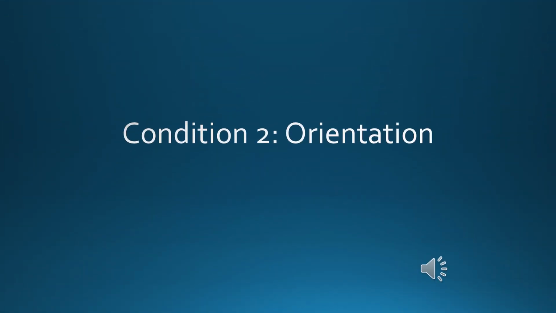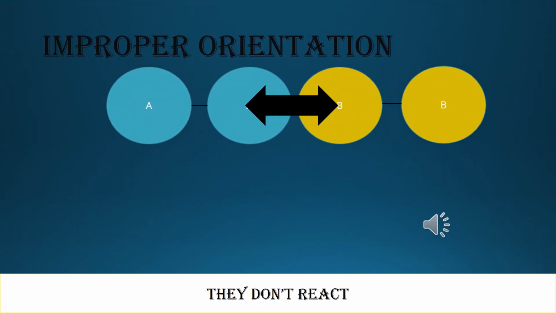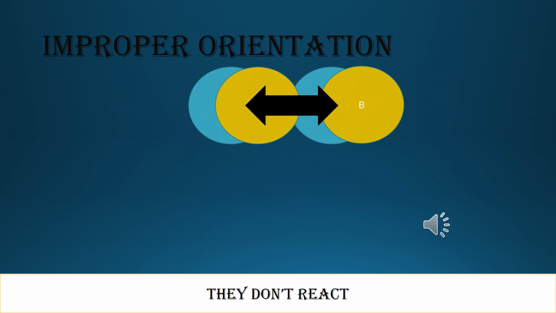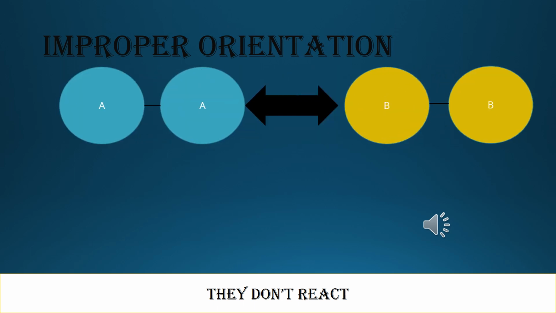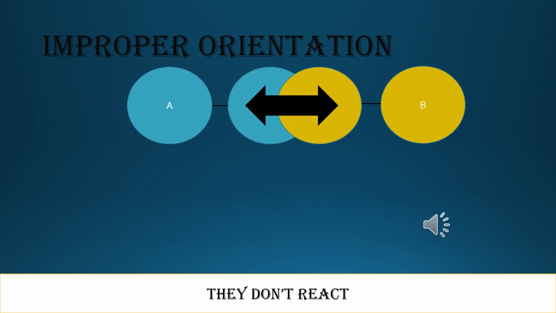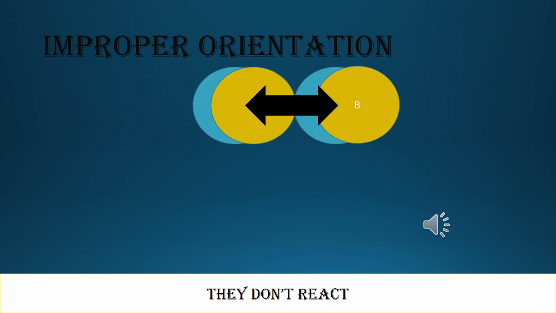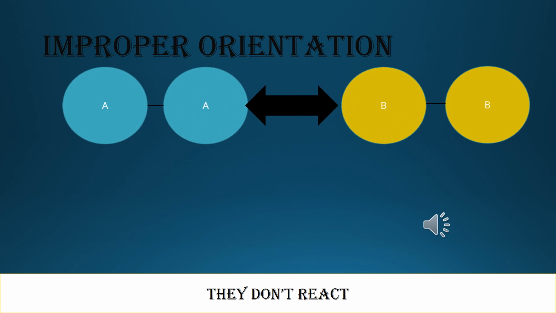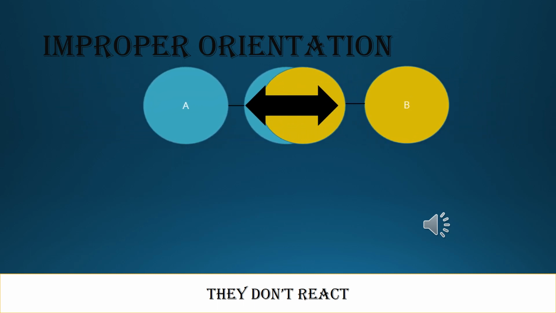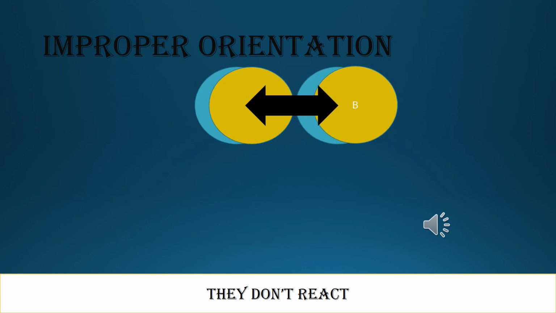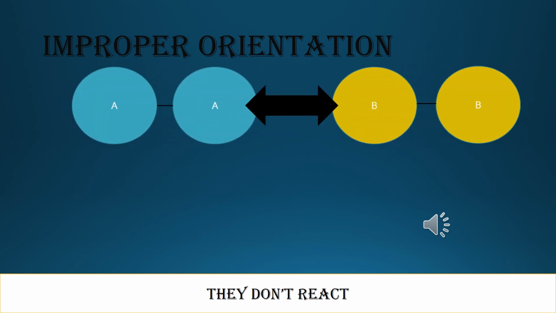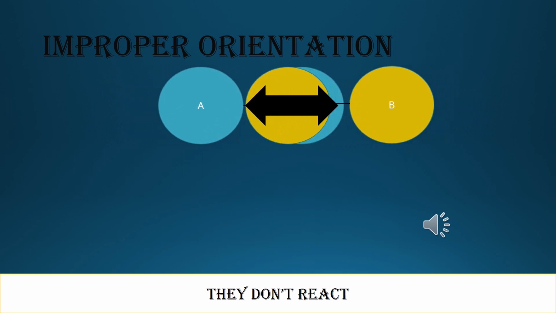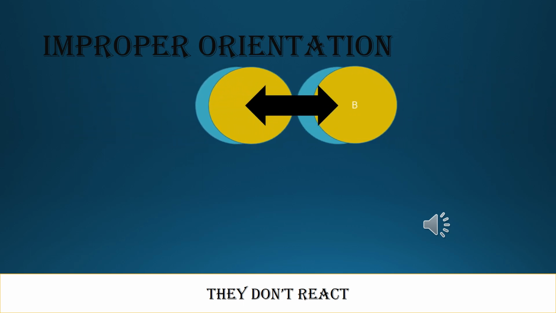Now let us move on to the second condition for collision to occur effectively, that is the orientation of the colliding molecules. The first orientation shows an improper orientation. For example, when A2 and B2 approach each other along the bond axis, this may result in an improper interaction between the two A atoms of the A2 molecule and the two B atoms of the B2 molecule. And therefore, it doesn't result in product formation, and it becomes an ineffective collision.